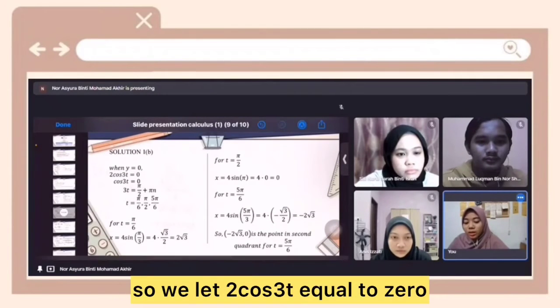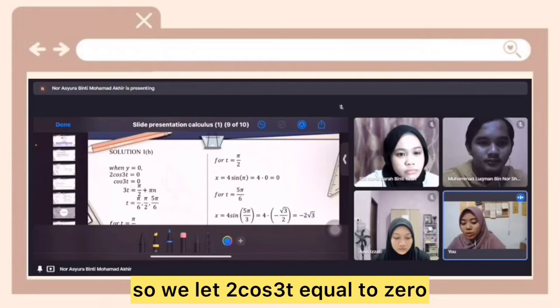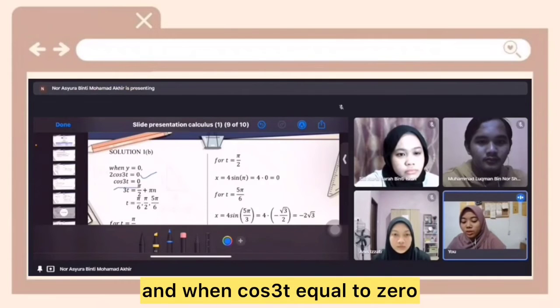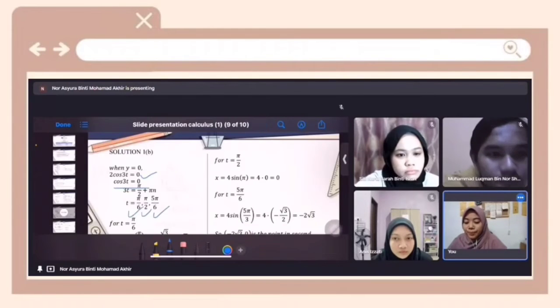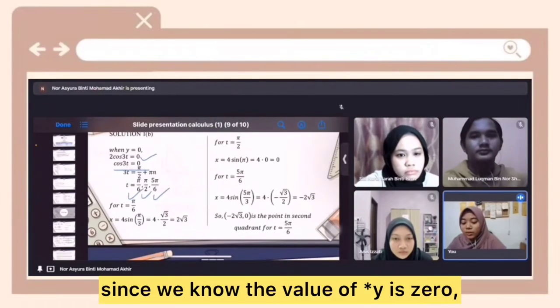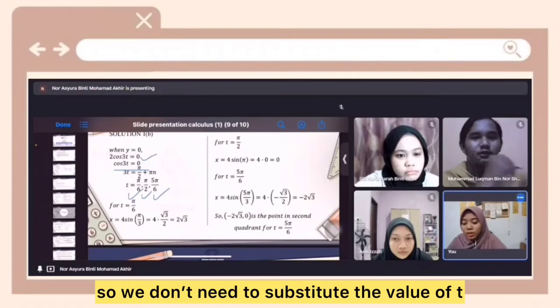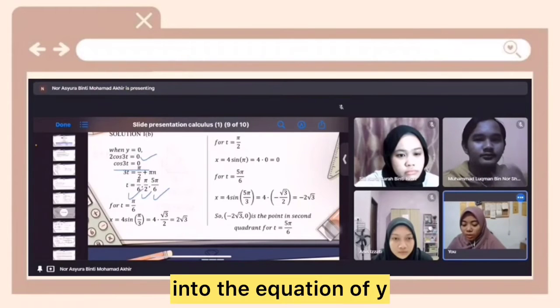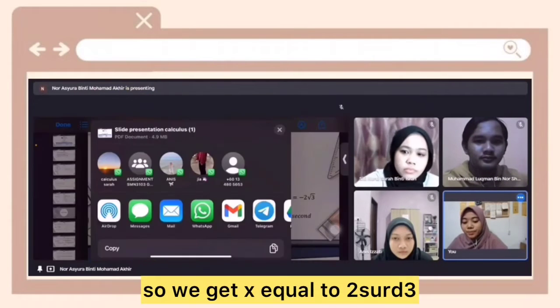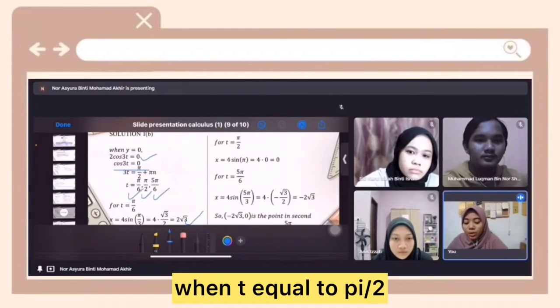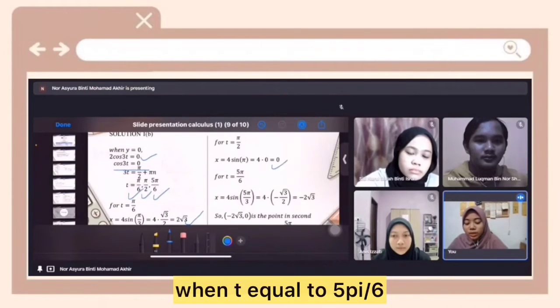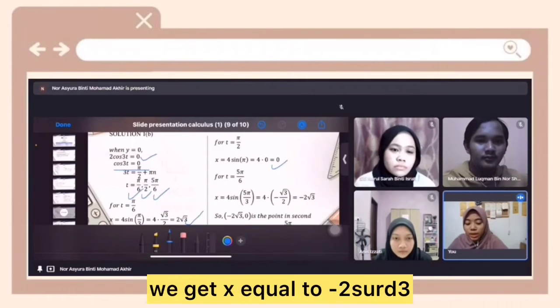So we write 2 cos 3t equal to 0. When cos 3t equals 0, we get t equal to pi over 6, pi over 2 and 5 pi over 6. Since we know the value of t, we don't need to substitute it into the equation of y. So we get x equal to 2 sec 3 when t is pi over 6. When t equals pi over 2, we get x equal to 0. When t equals 5 pi over 6, we get x equal to negative 2 sec 3.